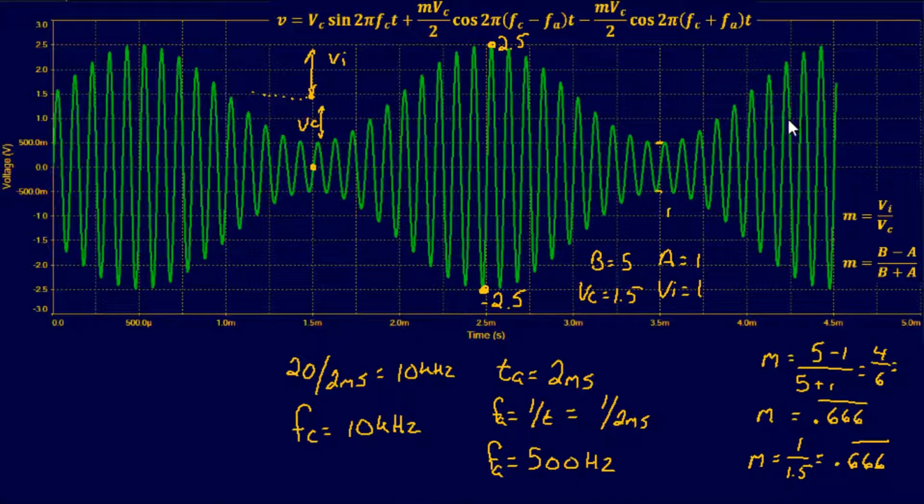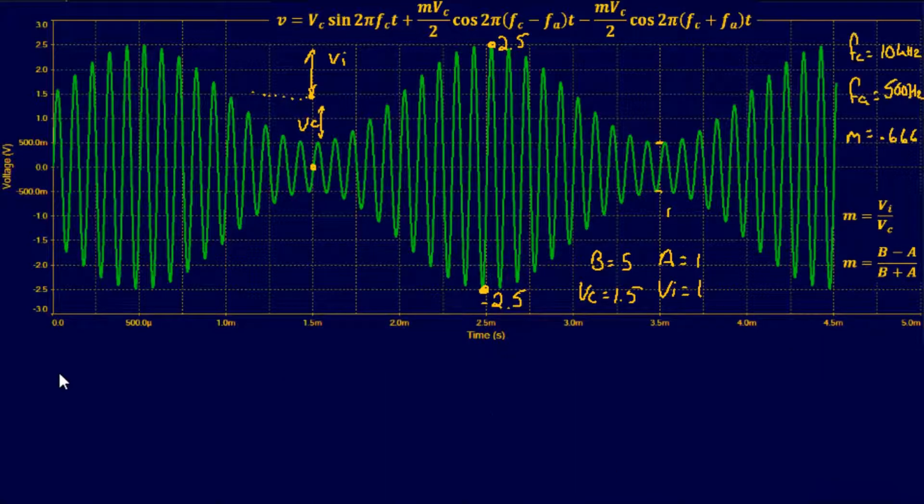Let's see if I can make some room. I'm going to pull off to the side here. So V equals V of C. Well, we know V of C is 1.5 because we talked about that earlier, from the center to the peak of the input voltage is 1.5. So we know that one's 1.5 sine 2 pi f of C, which is 10 kilohertz.